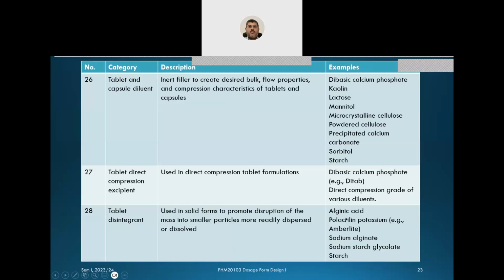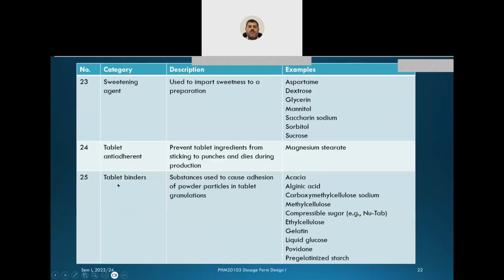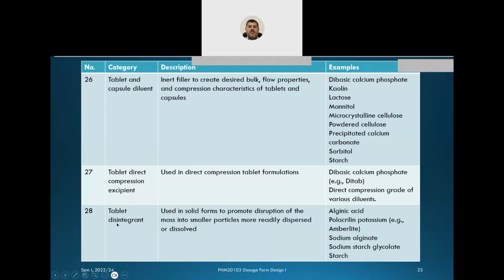The examples are alginic acid, polacrylene sodium, sodium alginate, sodium starch glycolate, and starch. How are they going to produce this function? The property here is that they swell. Once they absorb water, they swell. So once they swell, they make a force that will bring particles away from each other. So binders act like glue, but disintegrants are usually swelling agents. They will swell and push the particles away from each other and cause disintegration of the tablet.